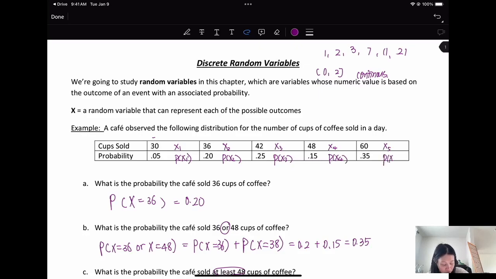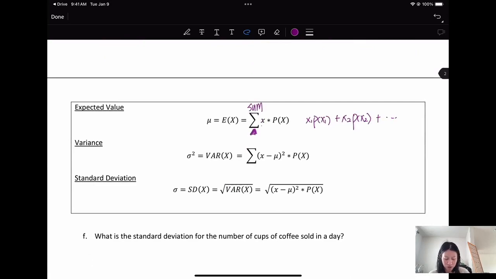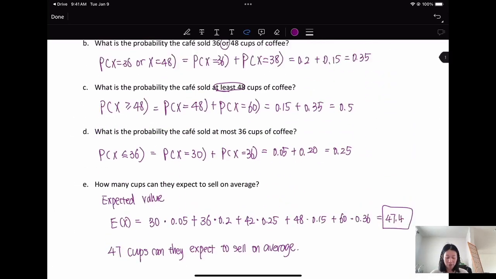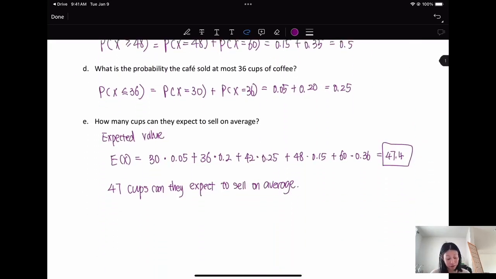The reason I want to spend some time explaining this x1, x2, x3, x5 is that it might look a little confusing when you see adding all the x's together. Actually, it means each individual x until you hit the fifth x, which is five scenarios: either you're selling 13, 36, 42, 48, or 60 cups of coffee.